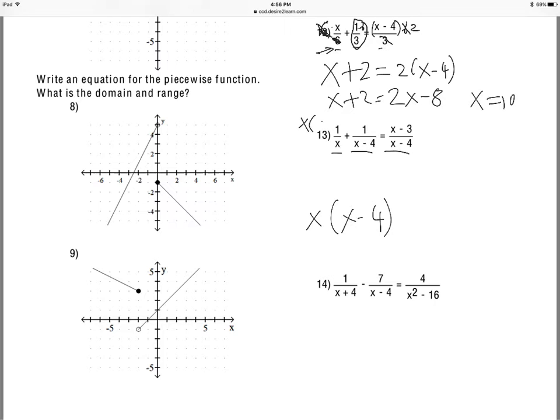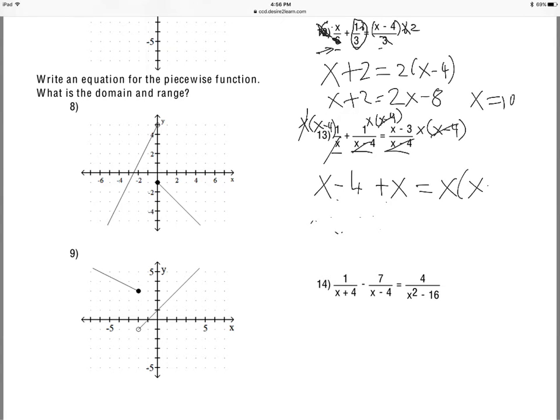In other words, I'm going to do this to the first one, this to the second one, and this to the third one. Now, it looks bad, but it's not as bad as you think. The reason is they cancel. The x's cancel in the first one, leaving an x minus 4 with a 1. That's not going to change anything. Here, you can see the x minus 4's cancel, plus 1 times x is 1x. And finally, these x minus 4's cancel, leaving an x and an x minus 3.